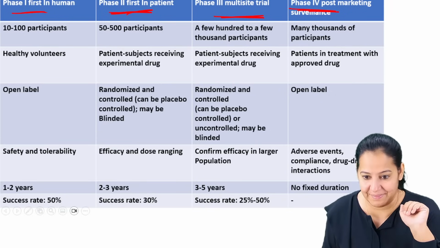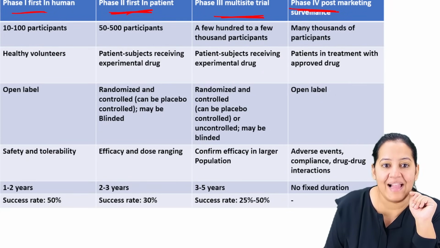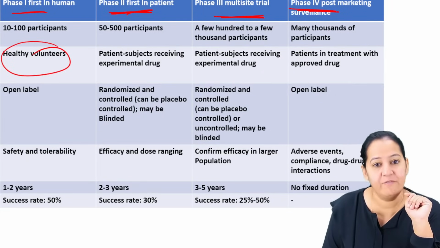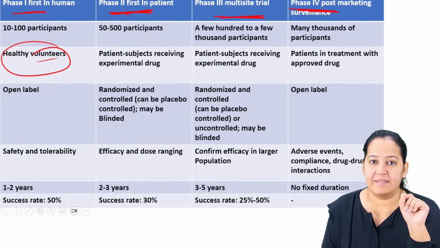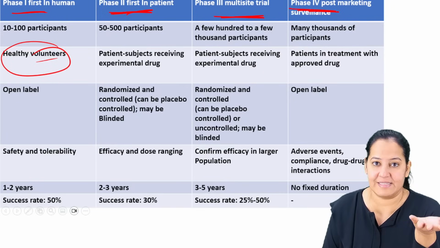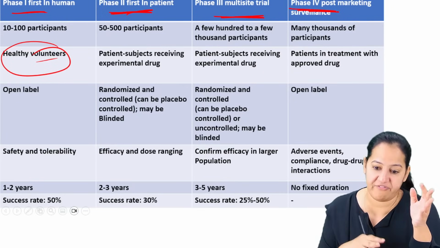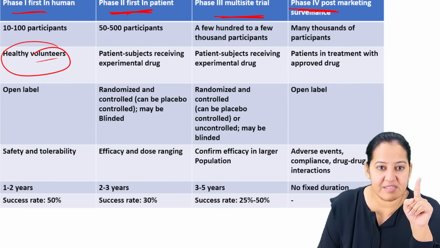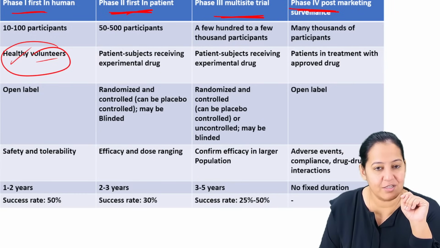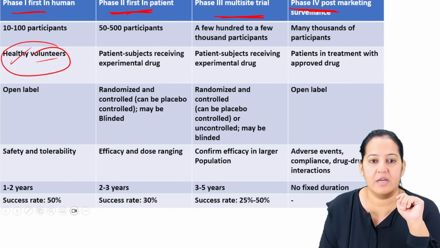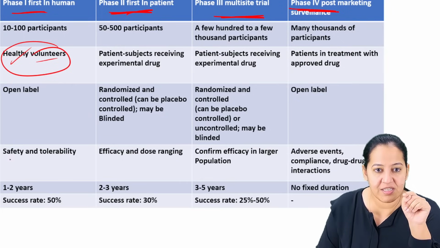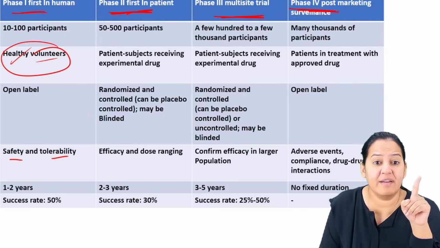Okay, so please understand the meaning. Phase 1 is done on healthy volunteers. You will take informed consent that it is a new drug and we are testing it. We do not know whether it is having good effects or bad effects, and you will test it on healthy people. You will not test it on patients. It is just to see the safety and tolerability.